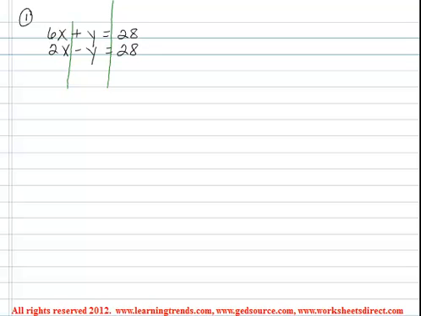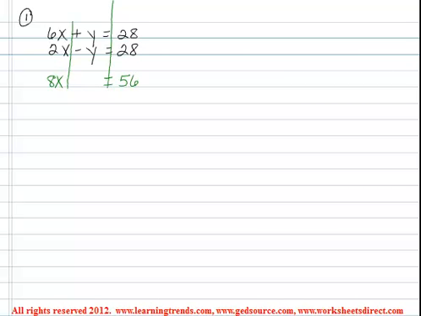Now in this particular example, because of how they're lined up, we have a plus y and a minus y. So what we want to do is add these equations. Essentially we're going to cancel out our y's so that we can solve for x. 6x plus 2x gives us 8x. Our plus y minus y gives us 0, so we don't need to write that down. But we'll add our 28s, and that gives us 56.